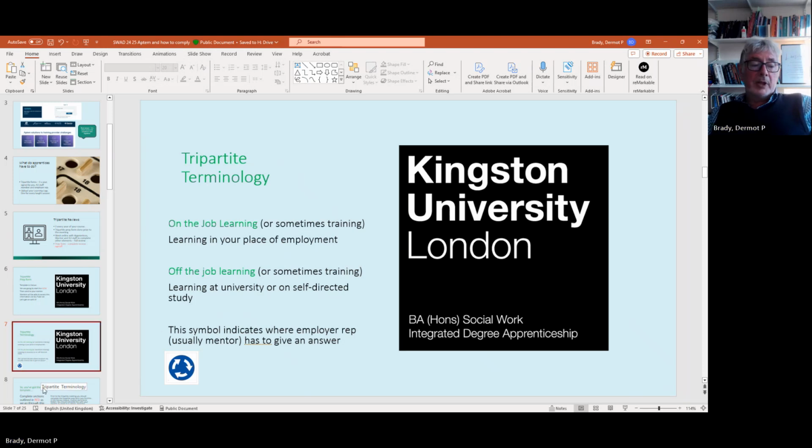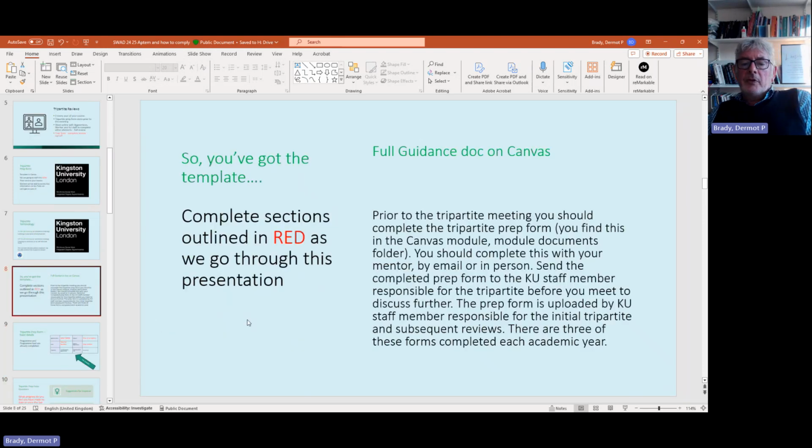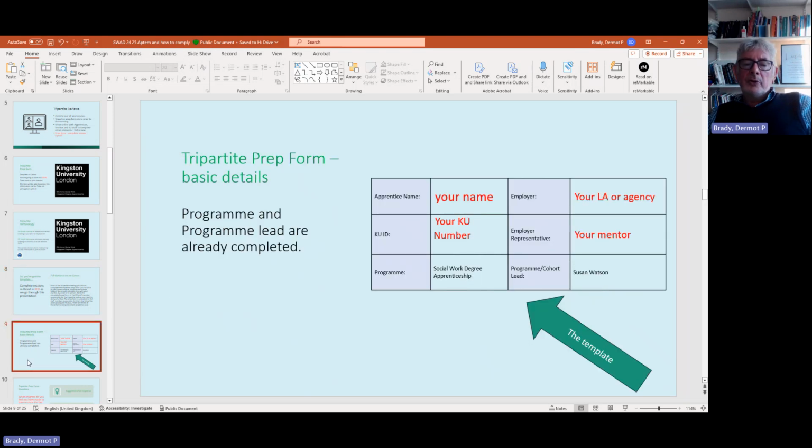Simple as. So you've got the template. Complete these things in red as you go through the presentation. There's also a guidance document on Canvas that I'll be uploading in due course. Some people might find that easier to use, so you get this information in a number of different ways. This little bit of text here, I'm not going to read it through, but that's typical of the kind of thing that is in the guidance document. So let's go on to the template.